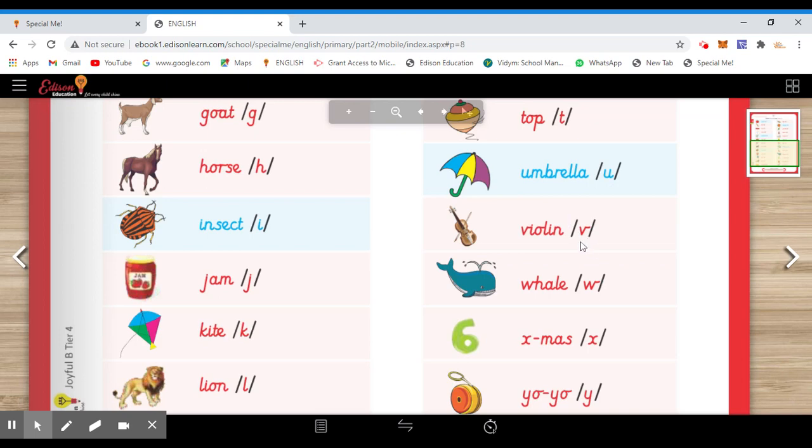Next, this is letter V. V, V, violin. V is a phonic sound of letter V. Next, this is letter W. W, whale. Next, this is letter X. X is a phonic sound of letter X. X, six. This is number 6.